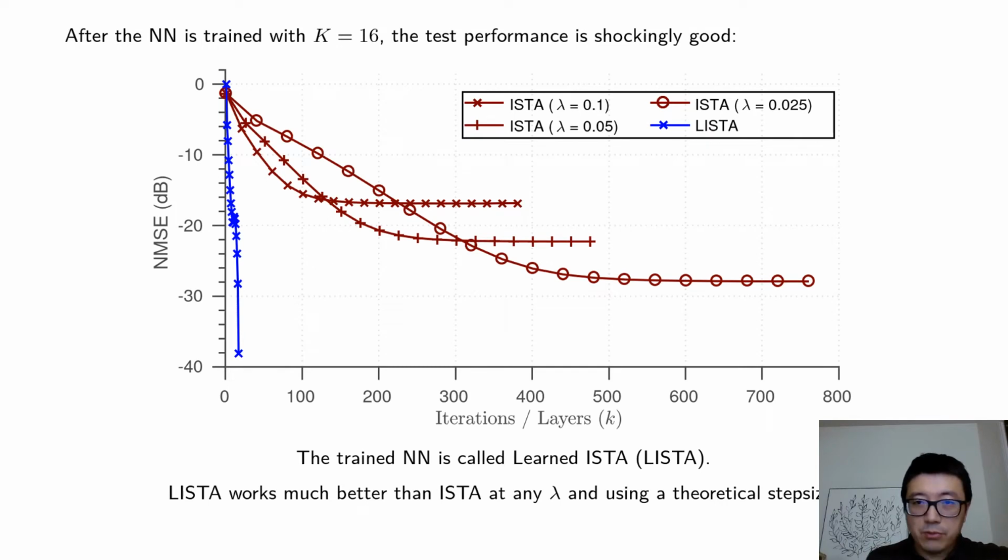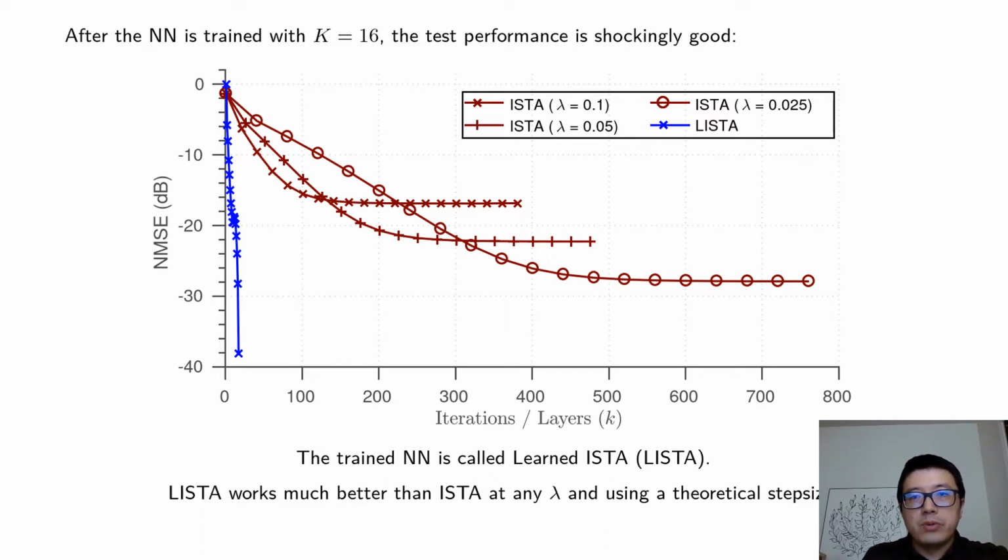And they found amazing results. First of all, they only fixed K to 16. In other words, there are only 16 iterations of their method, or 16 layers of their neural network. In this graph, the horizontal axis is the number of iterations or number of layers. The vertical axis is the normalized mean square error in dB, in other words, it's in log scale. And these red curves correspond to the ISTA progress for different lambda, different choices of penalty parameter.